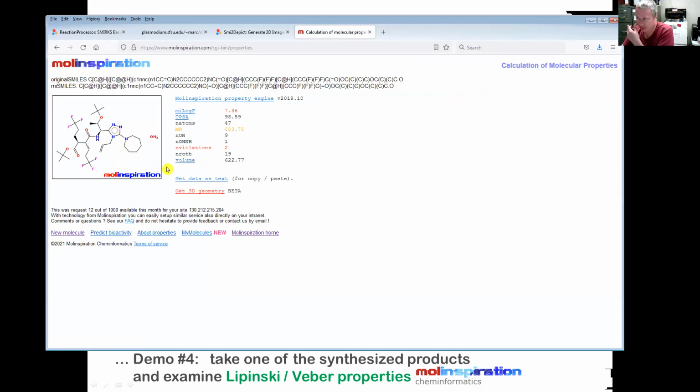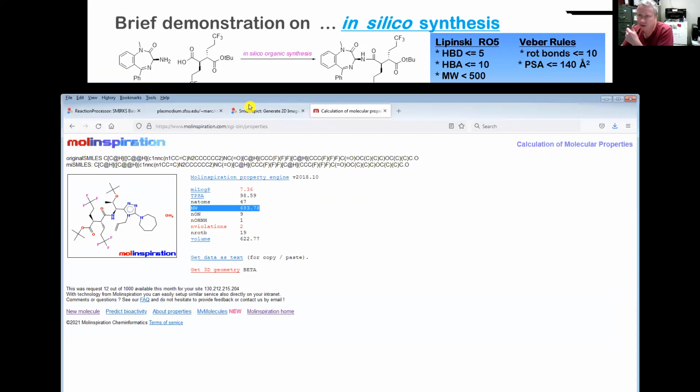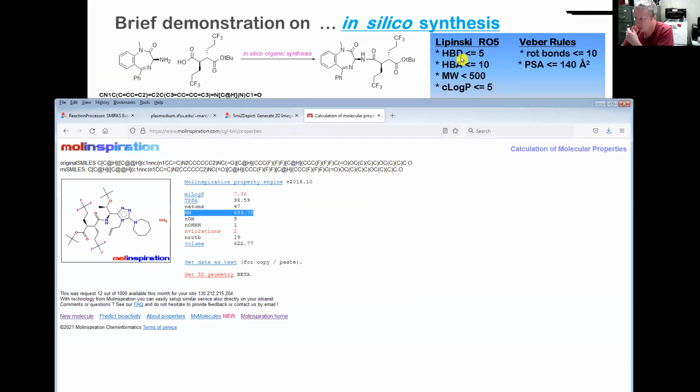So there's the molecule, and you can see that this, as an example, when just kind of arbitrarily picked, does have two violations. I think the molecular weight... what are the rules? Lipinski rules. C log P should be less than or equal to 5, but it's at 7.36. So yeah, it's a violation. And then molecular weight's a little high for Lipinski too. What about Weber rules, rotatable bonds, 19? Yeah, that's greater than 10. And then the polar surface area is actually not that bad. But anyway, this would technically be a non-drug-like molecule.